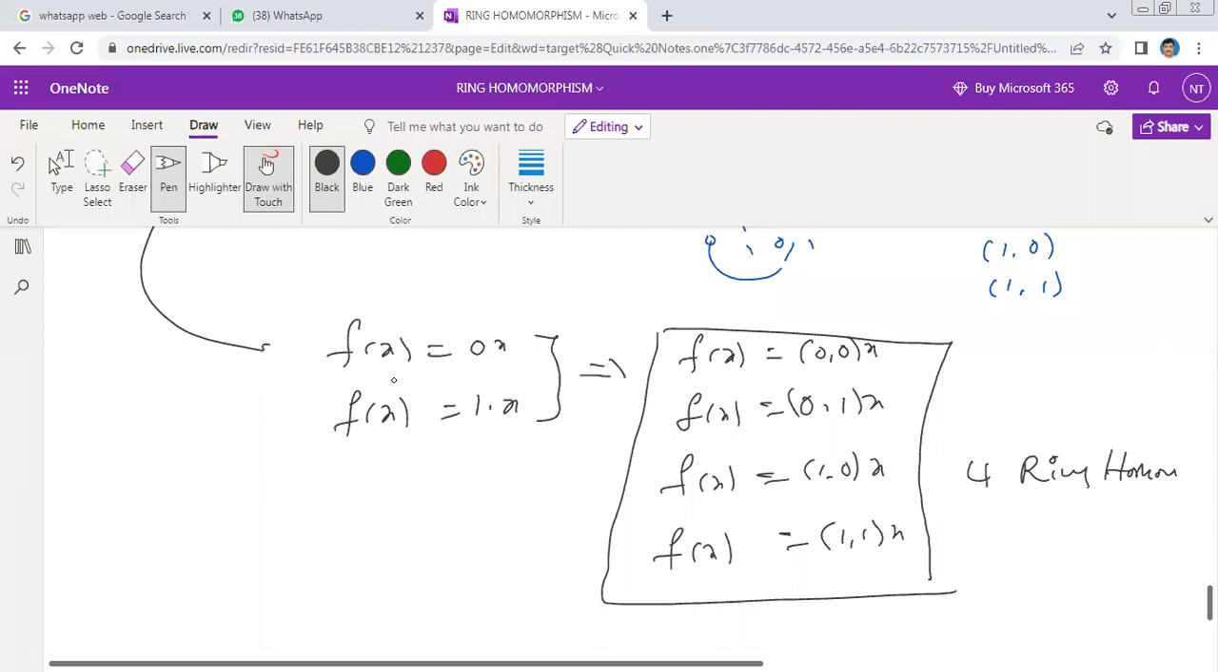f of x is equal to, this is not the case, this is the correct way. f of x is equal to 0x. If you take only one element, it goes to a 2-element ordered pair. This is the correct way. f of x is 0x, 0x, 1x, 1x.